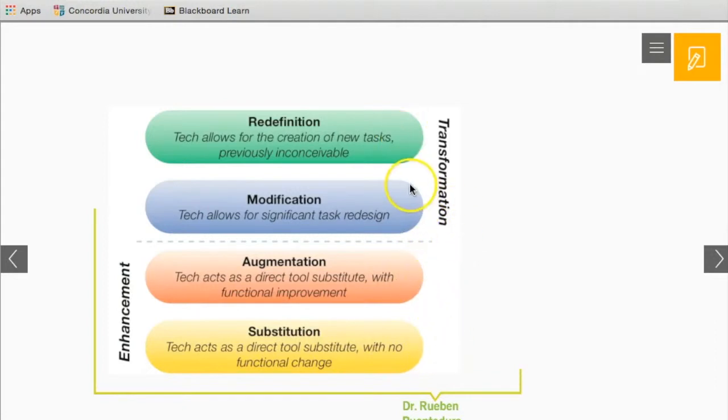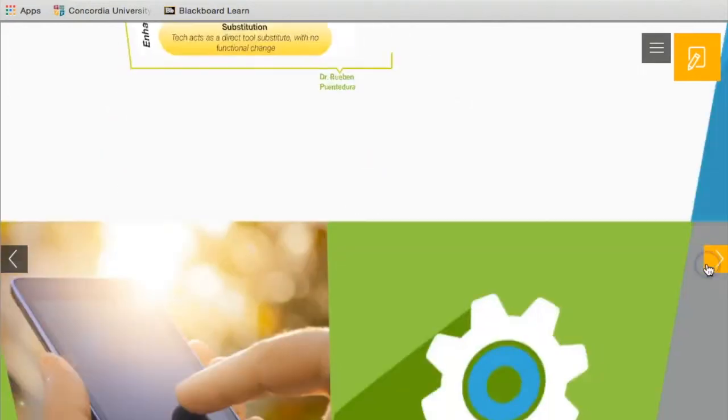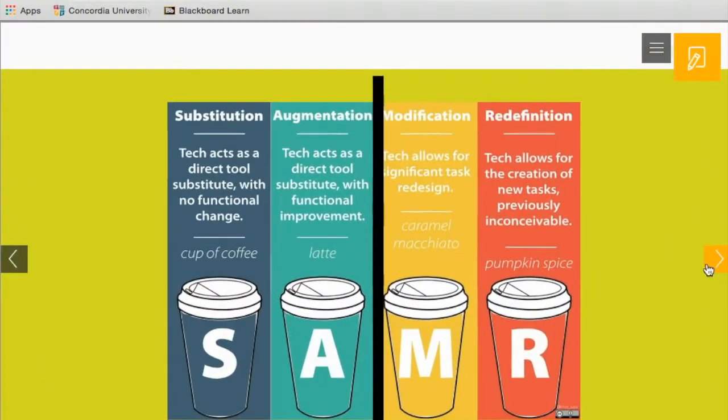We're going to really dive into these different levels of the SAMR model developed by Dr. Ruben Puentedura. One model that I kind of like, as teachers we all like to drink lots of coffee, so we're actually going to be looking at the same thing through this different lens of improved coffee. We have a normal cup of coffee, a latte, a caramel macchiato, and a pumpkin spice, but still the same substitution, augmentation, modification, redefinition.